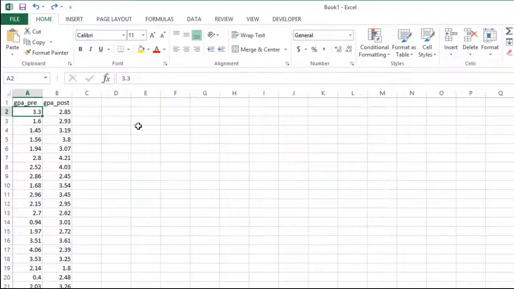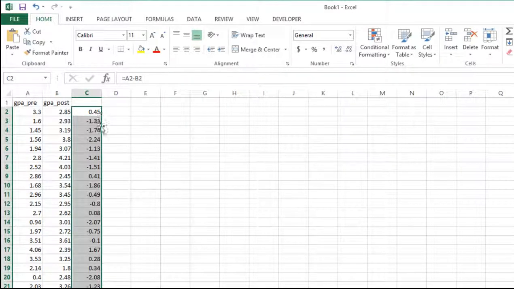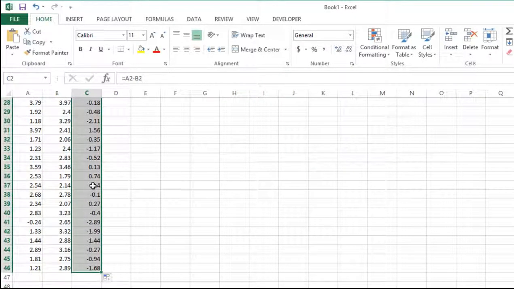So we have the GPA pre-score and the GPA post-score for the study where they examined the effect of goal setting on people's university level performance. To calculate difference scores for each case, this is case 1, this is case 2, this is case 3, for pre and post learning the goal setting strategies, I'm going to calculate a difference score here. That's going to be A2 minus B2, and that's a difference score, 0.45. I'm going to calculate it for everybody, so I just double click the corner, and everyone now has a difference score.